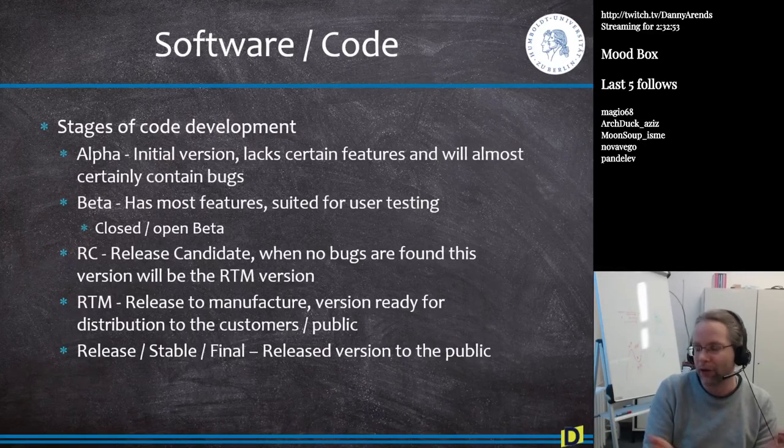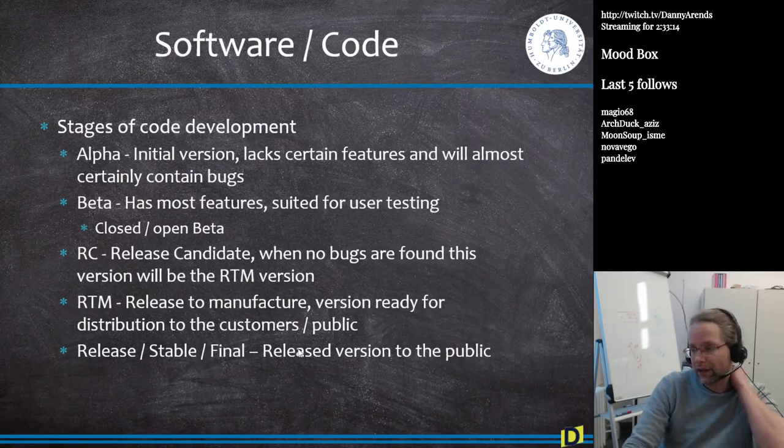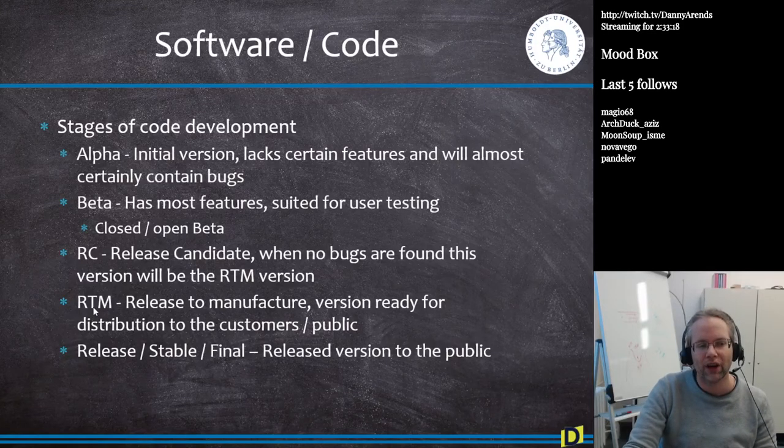And we nowadays don't do this anymore because the RTM version is kind of gone because the internet is there and it's really easy to distribute software across the internet. The release to manufacturer is the version ready for distribution to the customer and the public. And then we have the release, the stable, or the final version, which is the version that people get, right? But nowadays, RC, RTM, and the release, stable, final version are more or less squished into one.